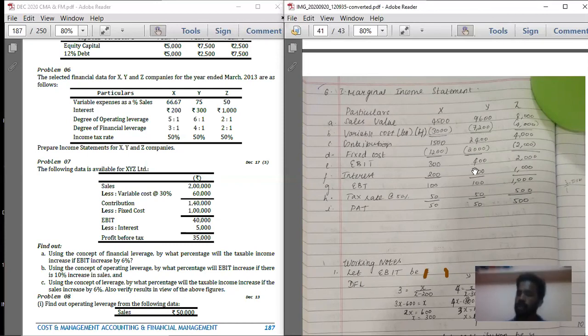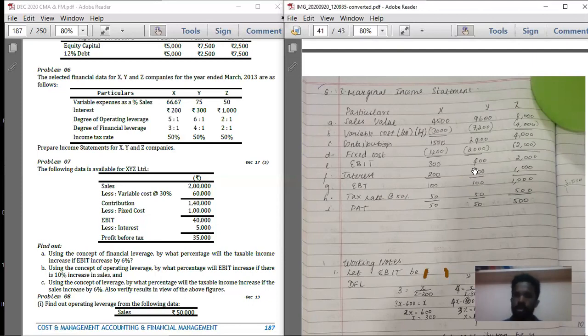So 2400 minus 400, you will get 2000. So the fixed cost in respect of Y column is 2000 within bracket. And for the last column, contribution is 4000 and EBIT is 2000. So contribution 4000 minus EBIT 2000, you will get 2000 as fixed cost. So within bracket, Z column fixed cost is 2000.